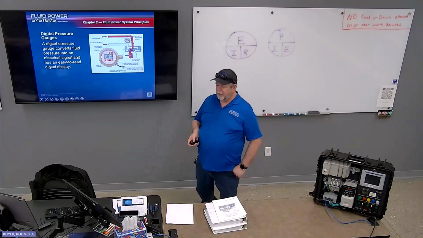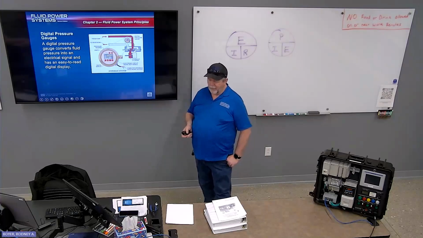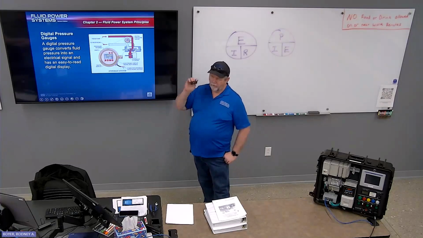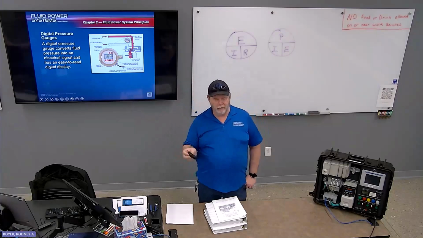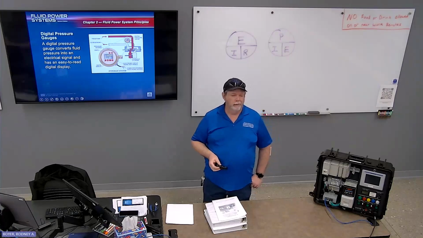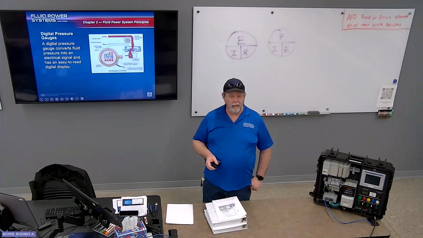Digital pressure gauge. A digital pressure gauge converts fluid pressure into an electrical signal as an easy to read digital display. Assuming it is an indicating gauge. They do make them where it is an electronic signal only. There is no local display. But that would make it a transmitter, not a gauge. Okay. So if somebody tells you they have a non-indicating gauge, you can laugh at them. They don't know what we're talking about.